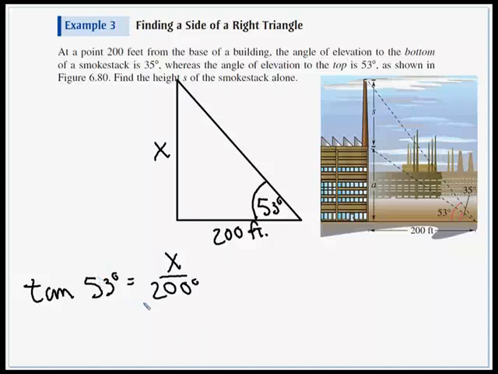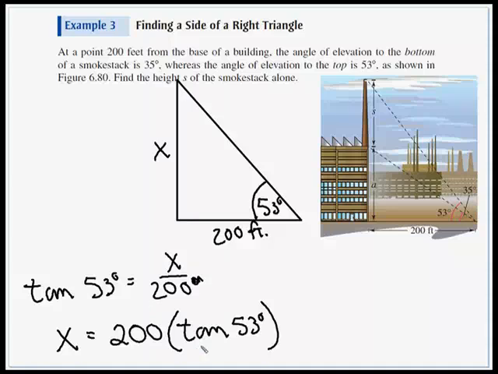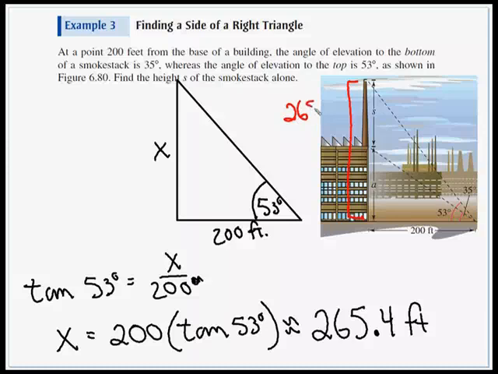And let's see here, to solve for x, we'd multiply both sides by 200. Oh, and that's not degrees, that's feet. x equals 200 times the tan of 53. And if we punch this in the calculator, 53 degrees tangent times 200, we get approximately 265.4 feet. And again, that's the height of the smokestack and the building. So maybe here red will show up pretty good. This overall height is 265.4.